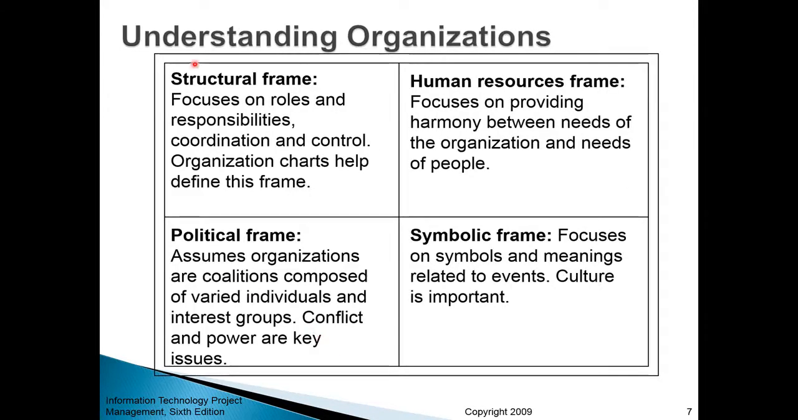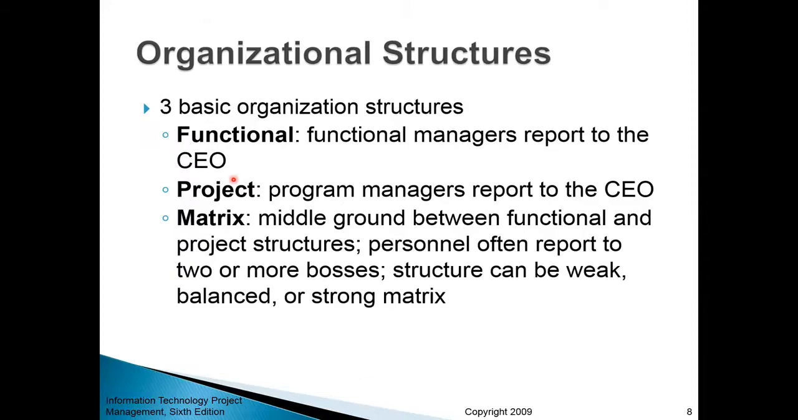So when it comes to this formal structural frame, there are three common forms or common ways of organizing a corporation or any kind of organization. So there are three common organizational structures: the functional form, the project form, and the so-called matrix form.